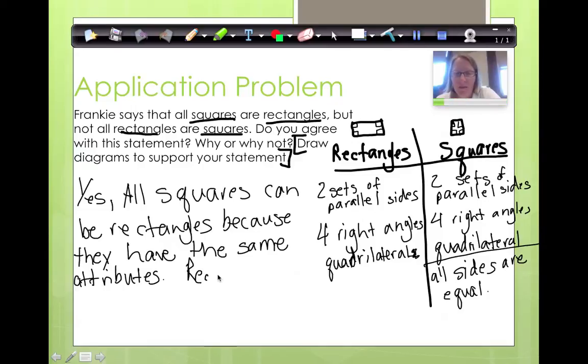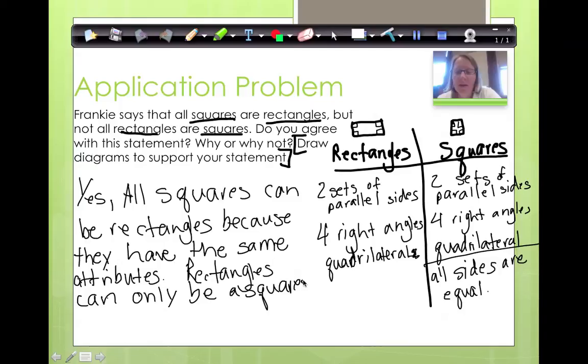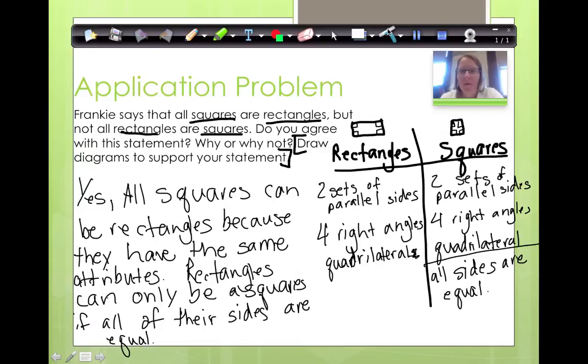Rectangles can only be squares. When can a rectangle only be a square? It can only be a square when all sides are equal. Rectangles can only be squares if all of their sides are equal. Good. Okay, moving on.